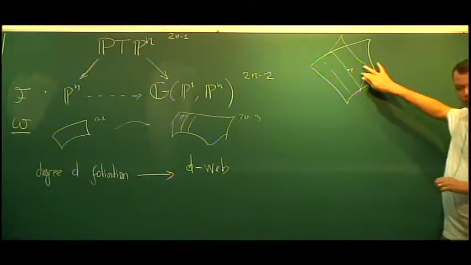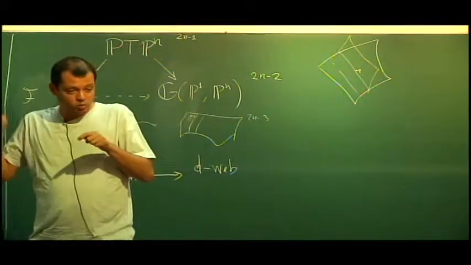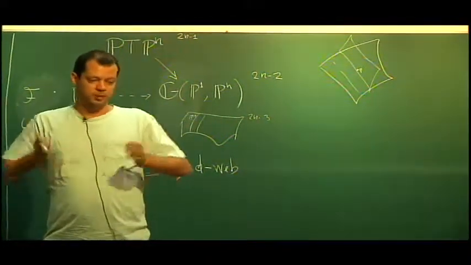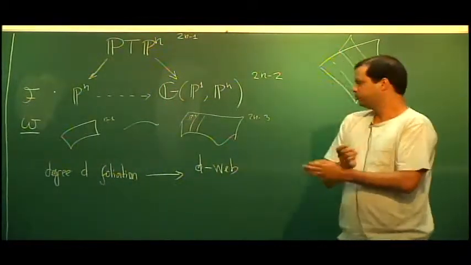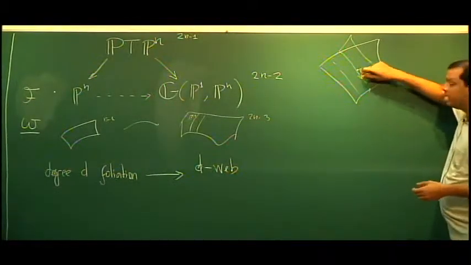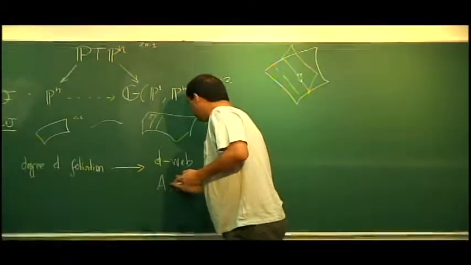And we can, instead of looking at the web, the d-web, look instead at the axis of this web, meaning the intersection of leaves, right? So this will define another foliation on this space, the axis of this web.